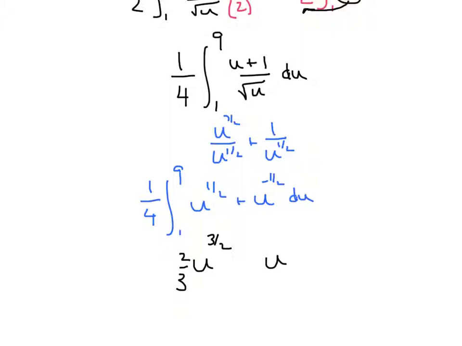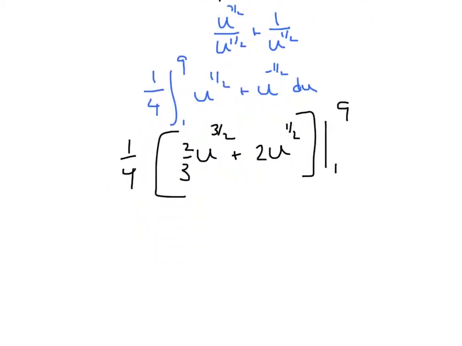This is going to be u to the 1/2 times 2. I've got a nice 1 to 9. Now again, I'm going to leave that 1/4 out front of all this nonsense because that's just getting a little too confusing. So I'm going to go 1/4.